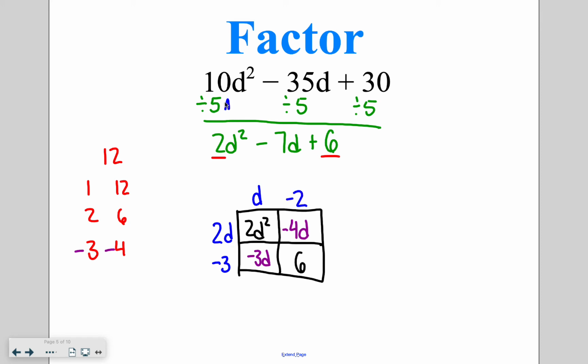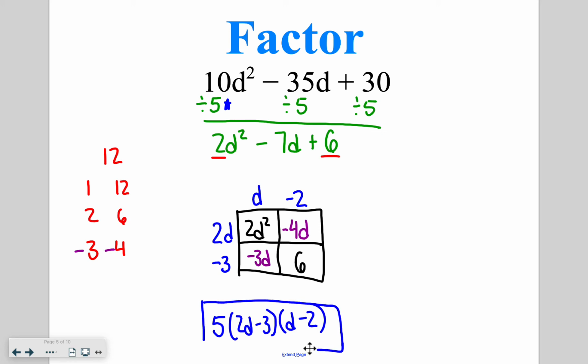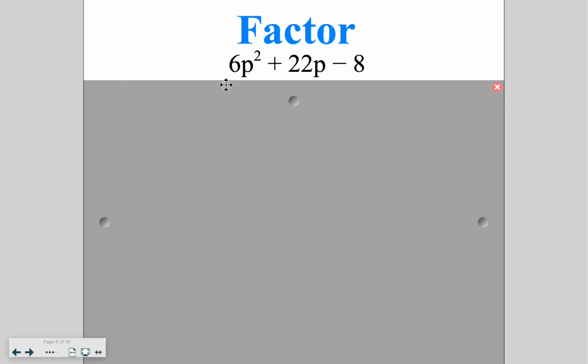Now, because we divided by 5 at the beginning, the first part of my answer is going to be a factor of 5, and then the 2d minus 3, and then the d minus 2. Again, you could have put d minus 2 in front of 2d minus 3, but that leading factor is going to be the number that you factored out. So again, if we're working with trinomials where there is a leading coefficient, always check to see if you can divide first. Go ahead and try this one on your own.